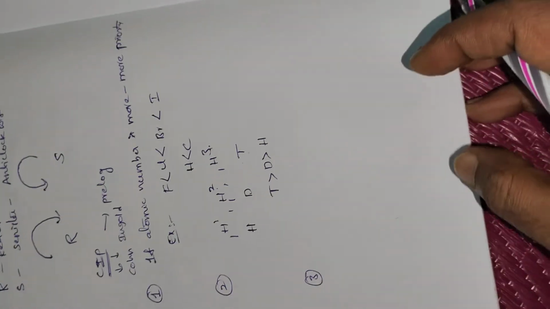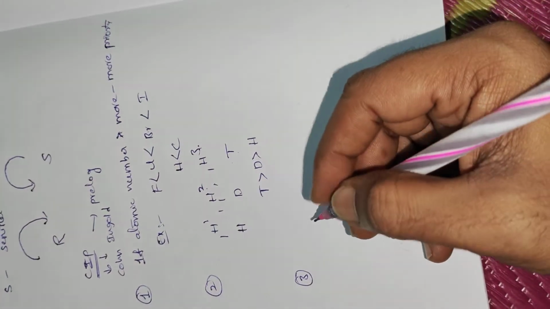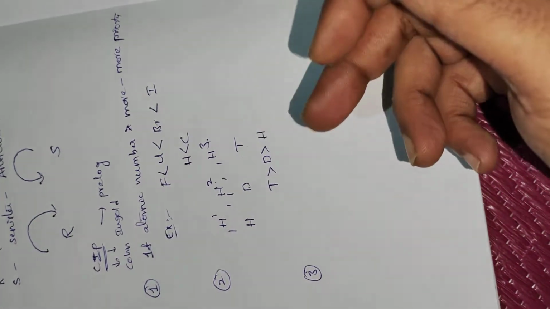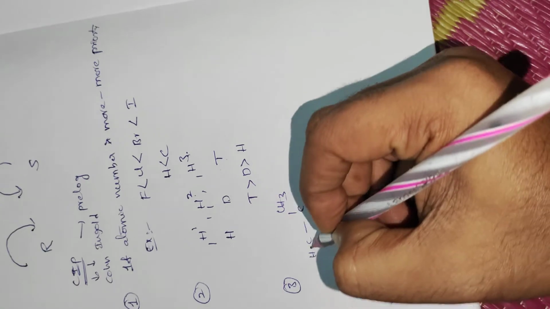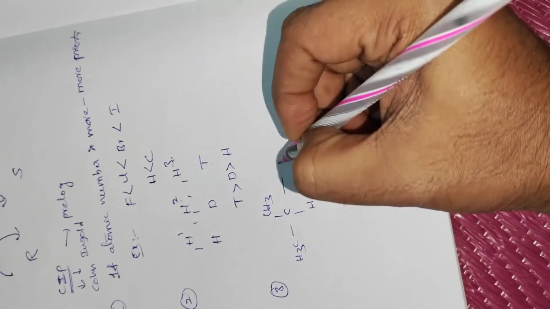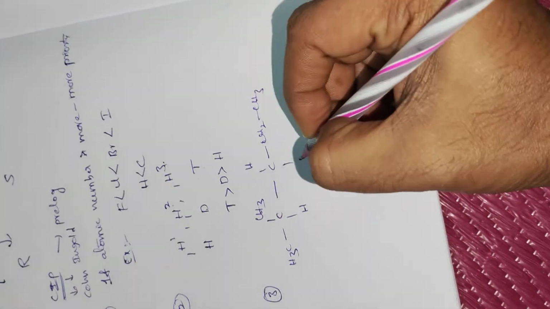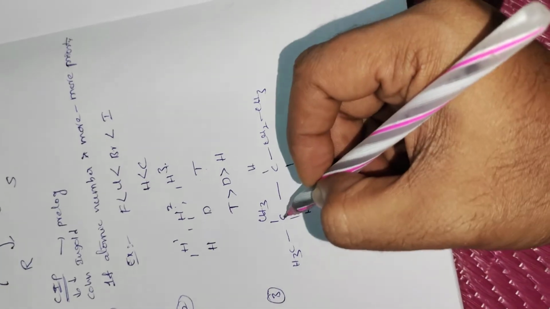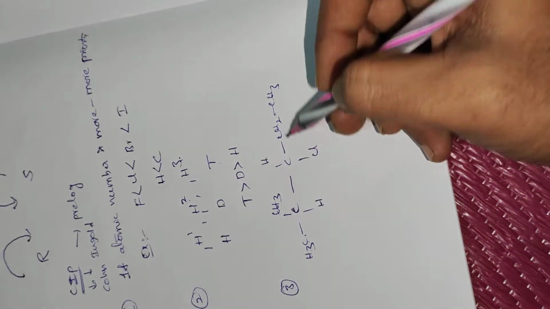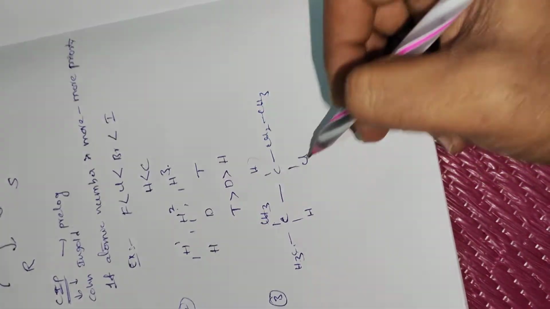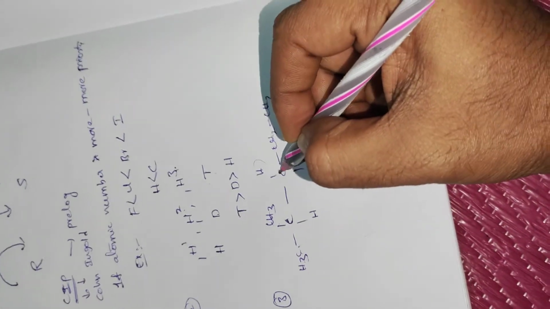Next, third rule: if the relative priority of groups is the same, then go to the next atom. For example, CH3, H, CH2CH3, chlorine are attached. If two groups were the same, this would not be a chiral carbon. Here all 4 groups are different, so this carbon is a chiral carbon.